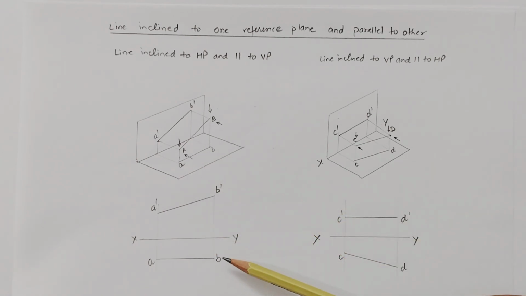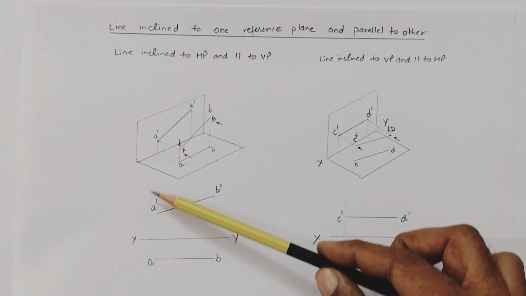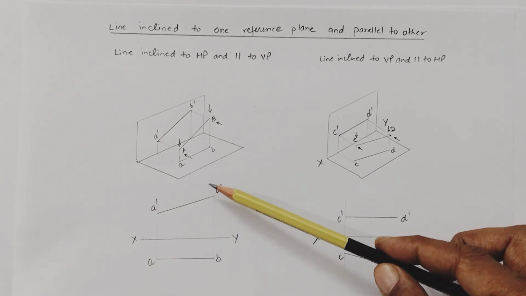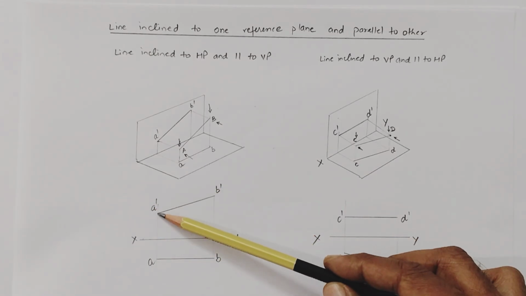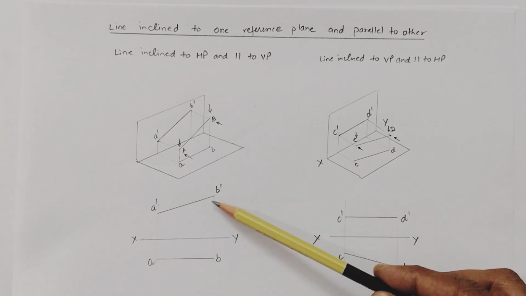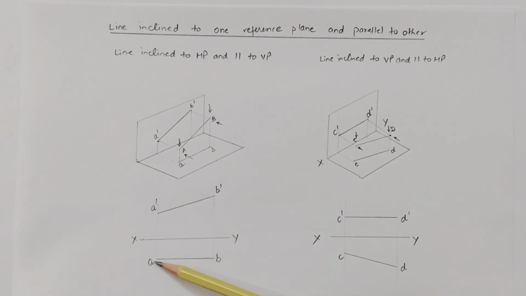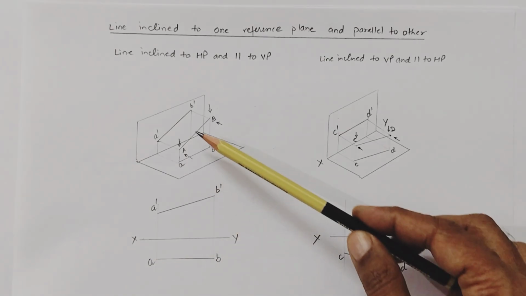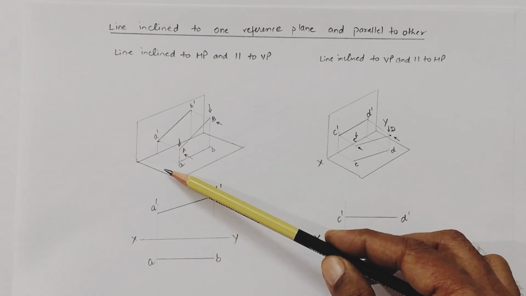Similarly, we can show this in the two-dimensional diagram. XY is the axis, here is the projector line for A, and this is the projector line for B. So a dash b dash represents the front view of the line, and this represents the top view of the line when the line is inclined to the horizontal plane.